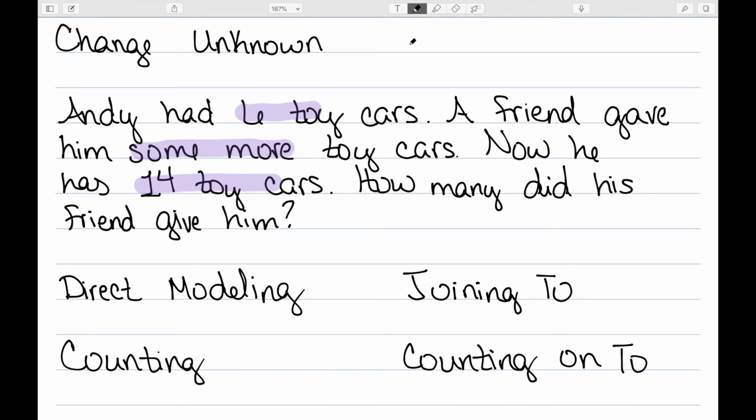If I want to look at the basic form for a change unknown problem, it's going to be something like 6 plus what equals 14. So this is the basic form of the number sentence for change unknown join problems.